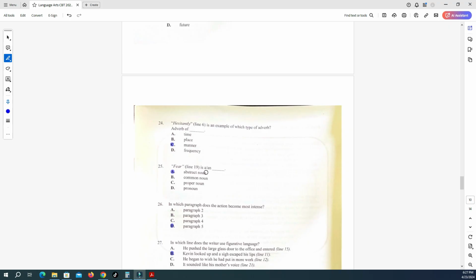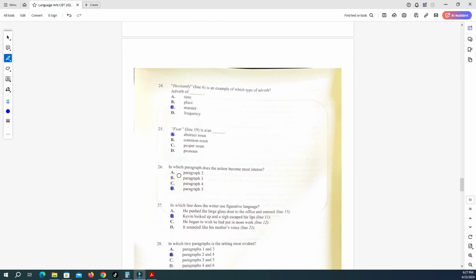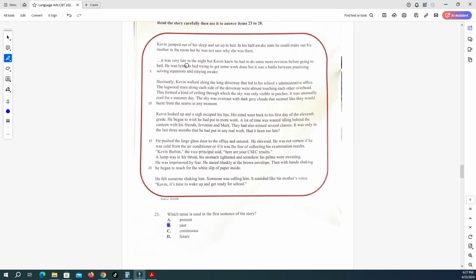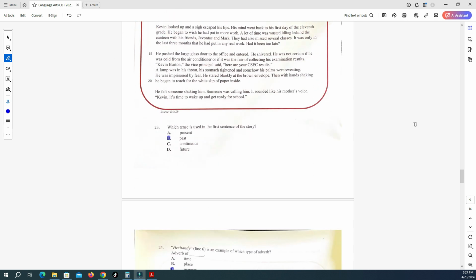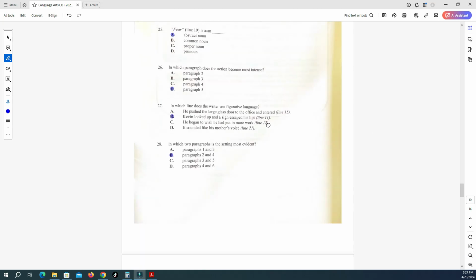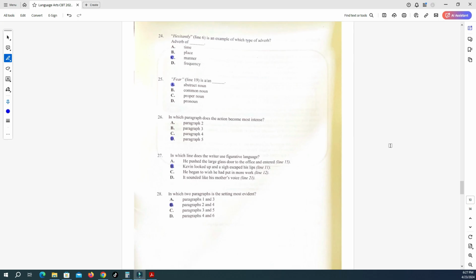Fear in line 19 is a what? I chose abstract noun. In which paragraph does the action become most intense? I chose paragraph 5 because here, I think this is 1, 2, 3, 4, 5, right? Because that's when his hand was reaching in for the white slip and he's gonna come out and he's gonna look at the results. So I selected 5. Okay, so let's move on.